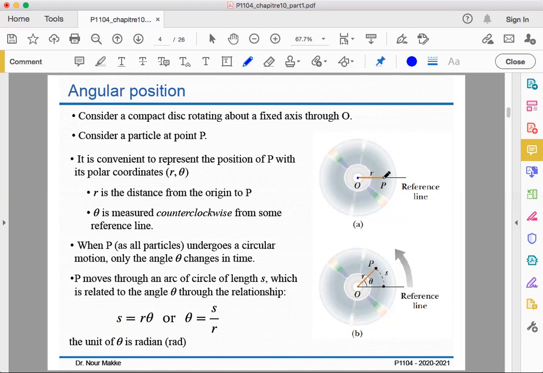So in other words, if this disk makes a rotation, let's say in this direction, then obviously the point P will move on its circle. So the circle on which the particle P is moving is this circle in here, with a radius given by r. So if the disk rotates through a given angle, then the point P will end up in this new position in here. And in this case, we say that the particle P has moved through an angle theta.